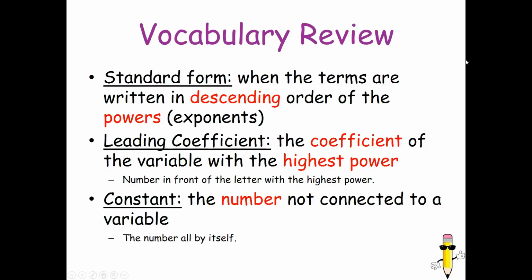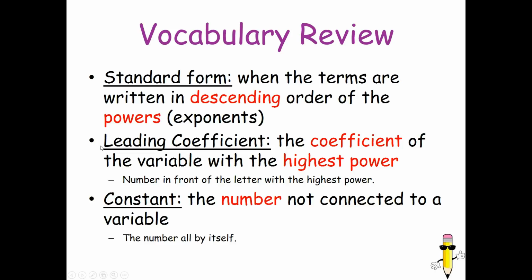Alright, so let's go ahead and we'll do a vocabulary review. Standard form is when the terms are written in descending order of the powers, aka the exponents. So those little tiny numbers that you see next to the variables. And remember that descending means from big to small. That is what descending means. I harp on standard form all the time because if it is not written in standard form, I will mark it wrong. So do make sure that everything is written in standard form.